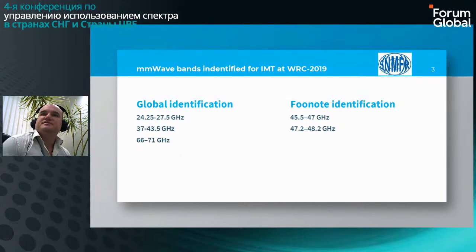On the next slide, we can see which bands were identified for IMT during WRC-19. So we have 3 bands identified by global identification: the 26 GHz band, the 40 GHz band, and the 66 GHz band. And there are also two bands identified regionally by country footnote. I would like to take a closer look at the first three bands.